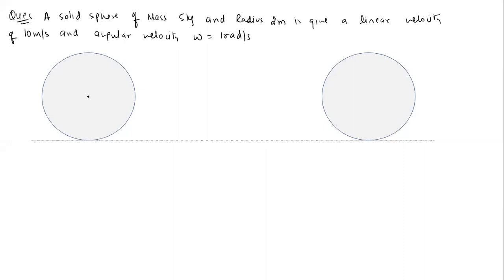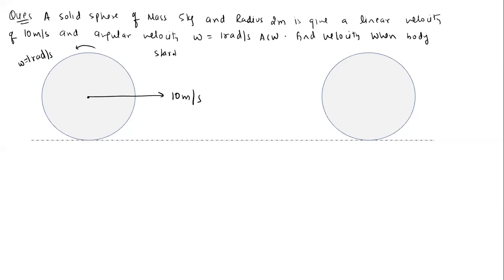So we have given 10 meter per second as the initial linear velocity, and omega as 1 radian per second in anti-clockwise direction. Find the velocity when the body starts pure rolling. That is the first part. Find the velocity when the body starts pure rolling.